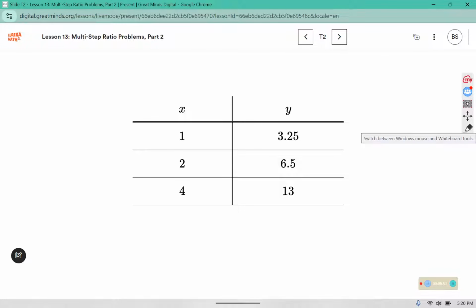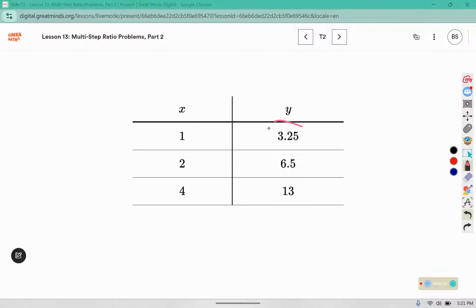In class, this will be done as a whiteboard exchange, so we will be holding them up on the whiteboard to check our work, but since this is virtual, we're just going to do them together. The goal is for us to figure out an equation for each of these tables.